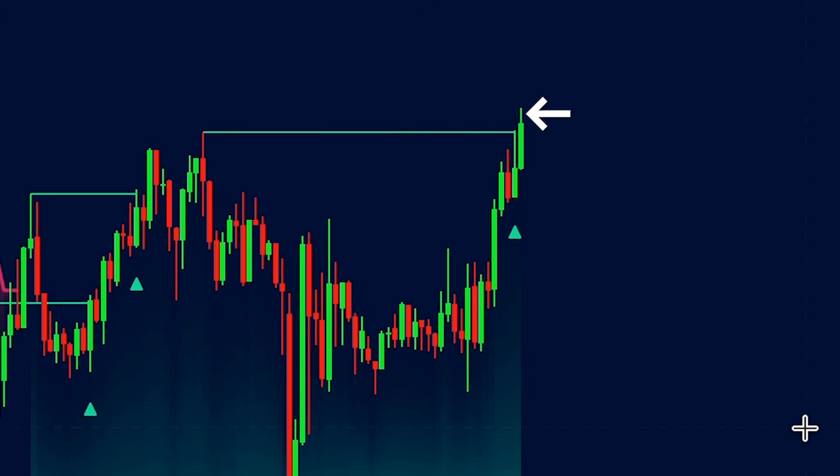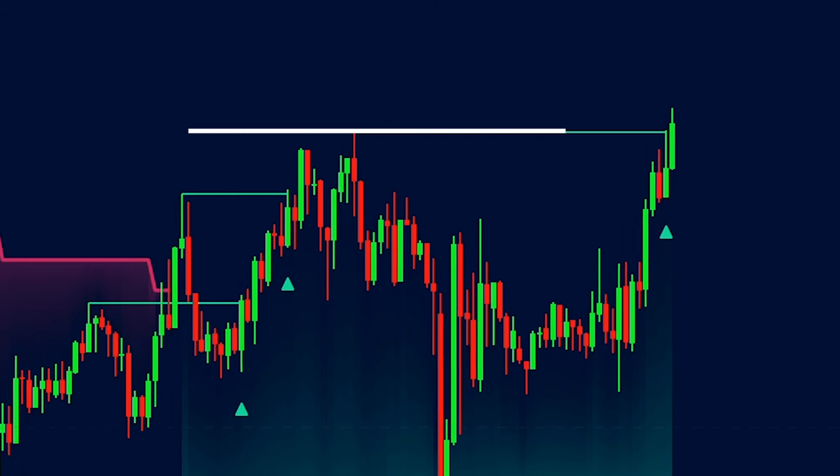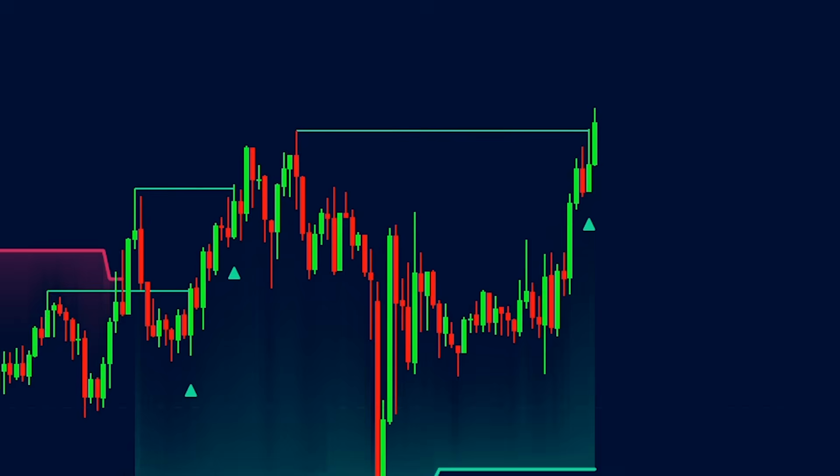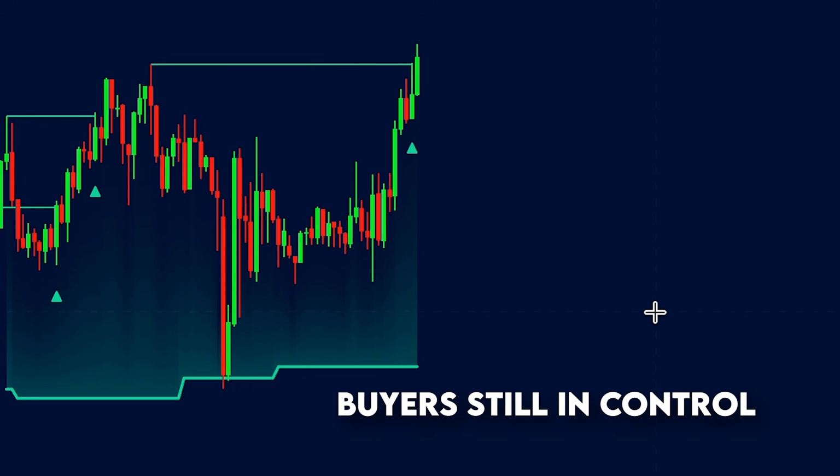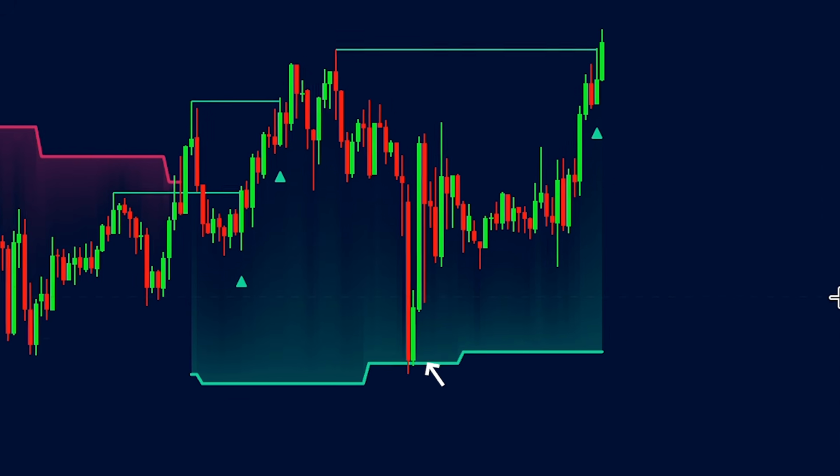This prints when price breaks a prior pivot high that was established during the current green regime, which confirms the structure is still building higher. Buyers are still in control, and the pullback was just a pause before continuation.